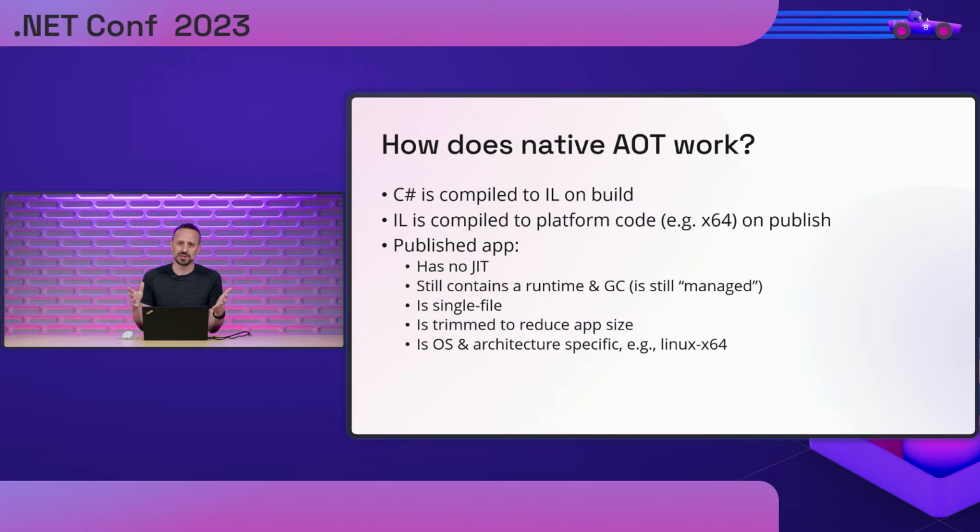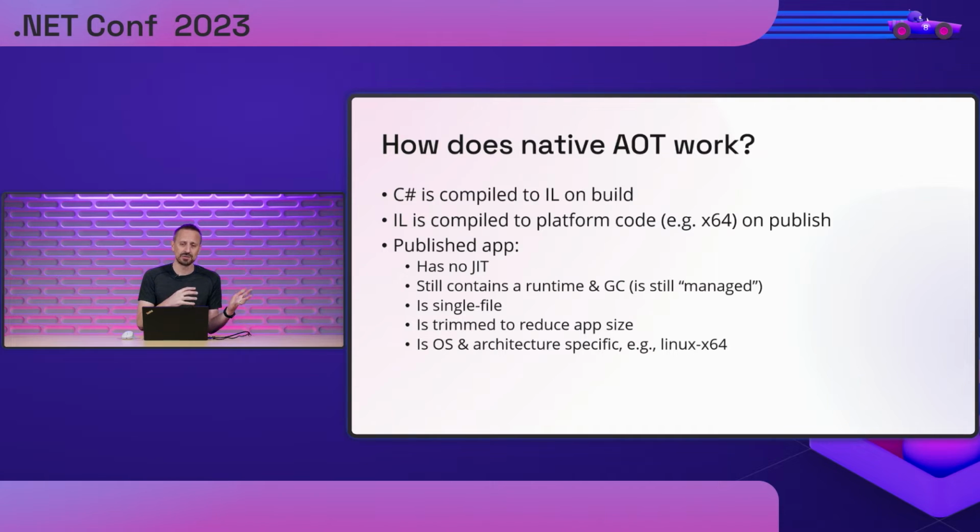The published app in this scenario, though, has no JIT. Okay? So there's no JIT in the runtime that's embedded in your application when you publish as native AOT. It still contains a runtime. So it's important to acknowledge that these are still managed applications. There's still memory management going on. There's still a GC going on. But it is a standalone native executable. There will be no JIT that happens when the application starts up, which is one of the reasons why the startup can be so much quicker. It'll also be single file. And so that's what I was trying to demonstrate there. And it will be trimmed to reduce the app size. And trimming is something that's been available in .NET for a few releases now.